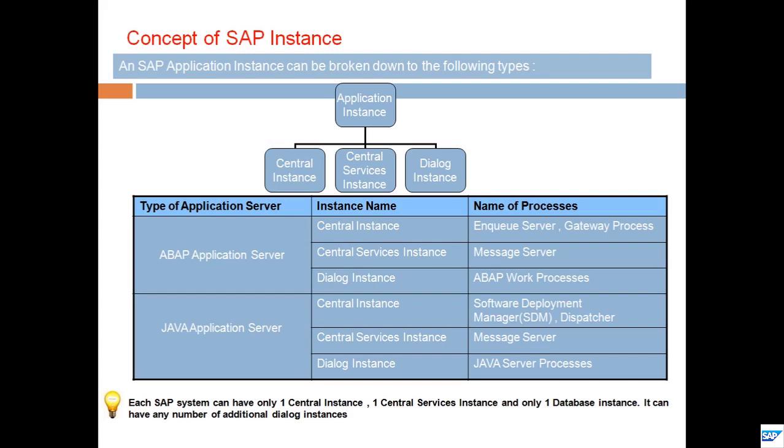So remember that whenever you install the application as well as the database on the same hardware, you call it a single instance. And if you are installing the application instance and database instance on two different hardware, then we call it a distributed instance.